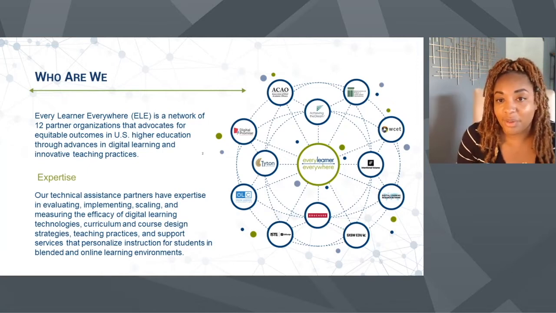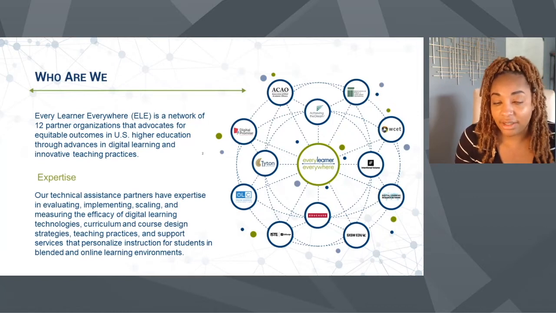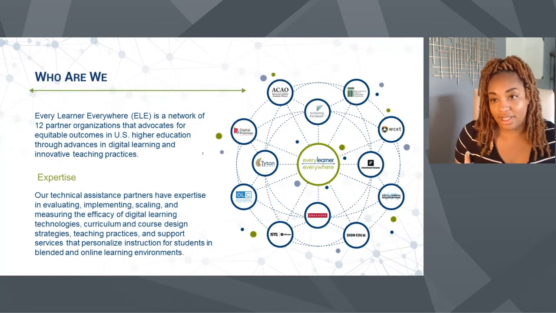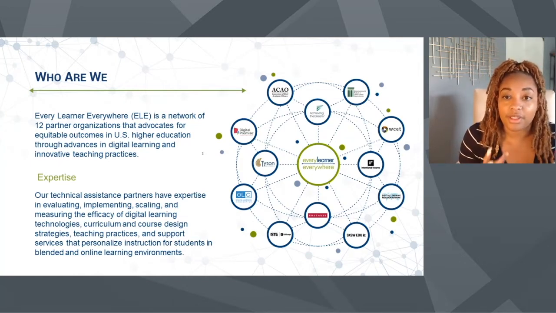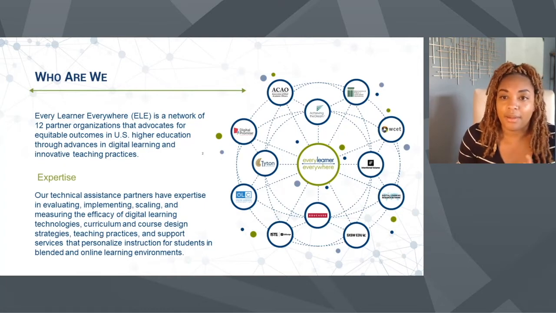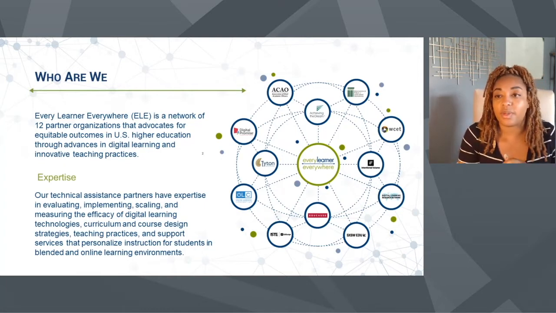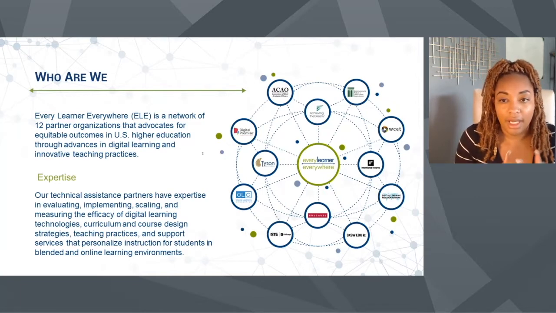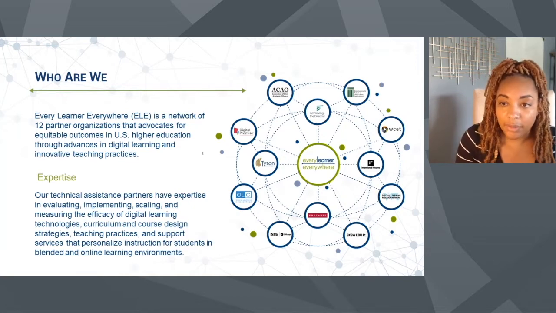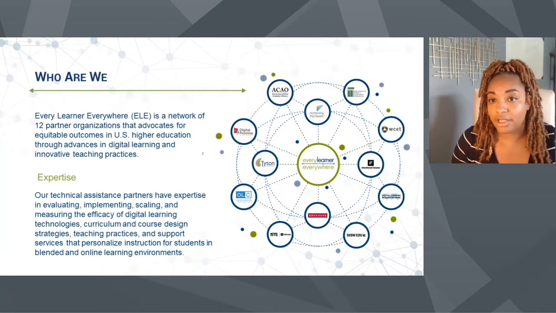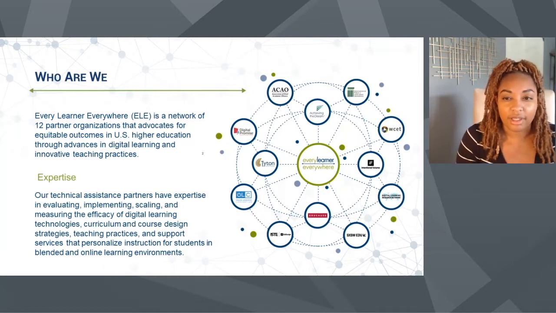But also I want to start, of course, by telling you a little bit about our incredible organization and who we are and what we do. So Every Learner Everywhere is a network of organizations. We have 12 partner organizations that work together and have expertise in evaluating and implementing and scaling and measuring the efficacy of educational technology. They work on curriculum and course design strategies. We also work on equitable teaching practices, and we build support services that support faculty and institutions in implementing equity-focused instruction, specifically when it comes to teaching racially marginalized students in blended and online learning environments.